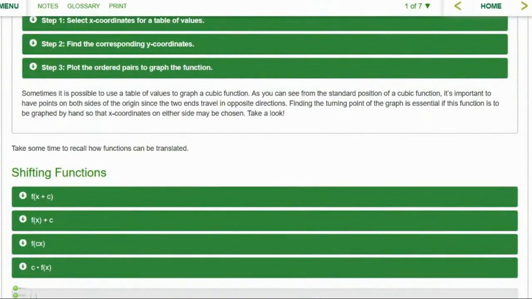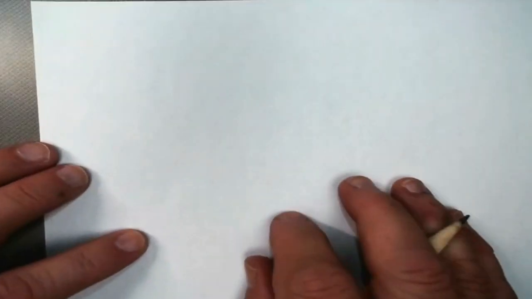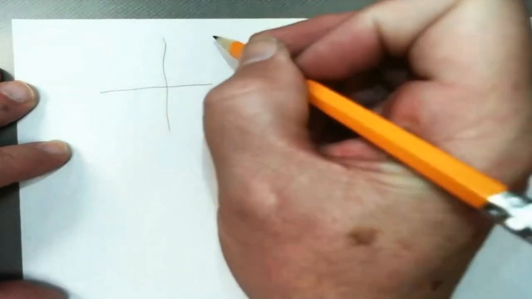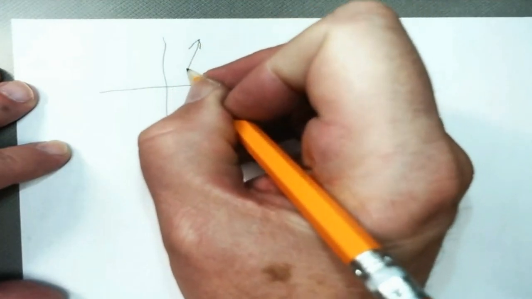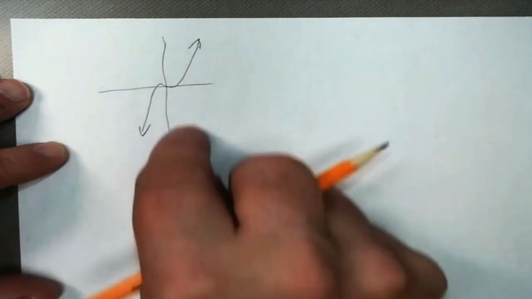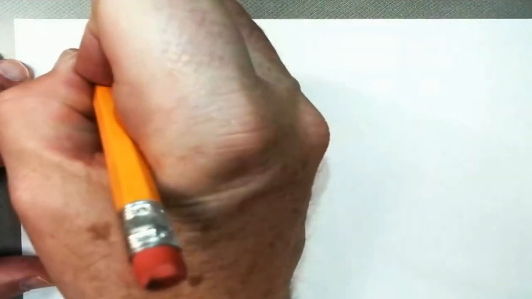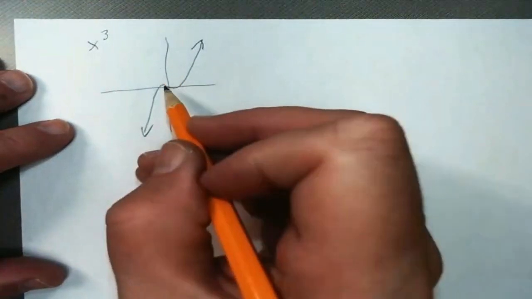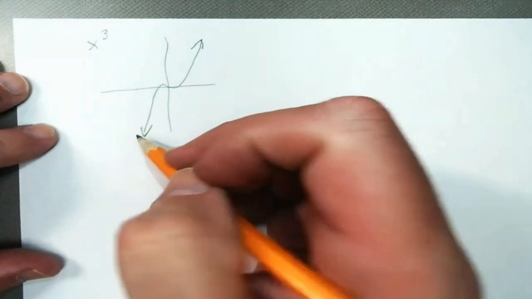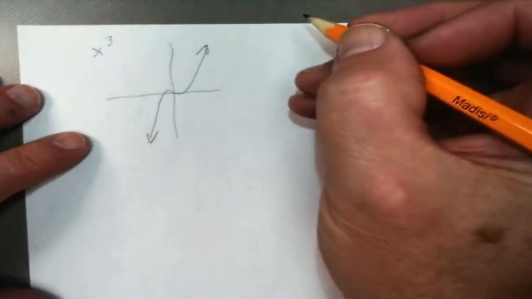Let's talk a little bit about translations and graphing functions with our notes. So let me switch over to a note page. And let's talk about what graphs would look like. If we have a cubic function, it's going to be something similar to that. Could have a lot more ups and downs, but this would be like an x to the third. It would go through the origin. It would go up on the right side and down on the bottom side until we do some different things to it.